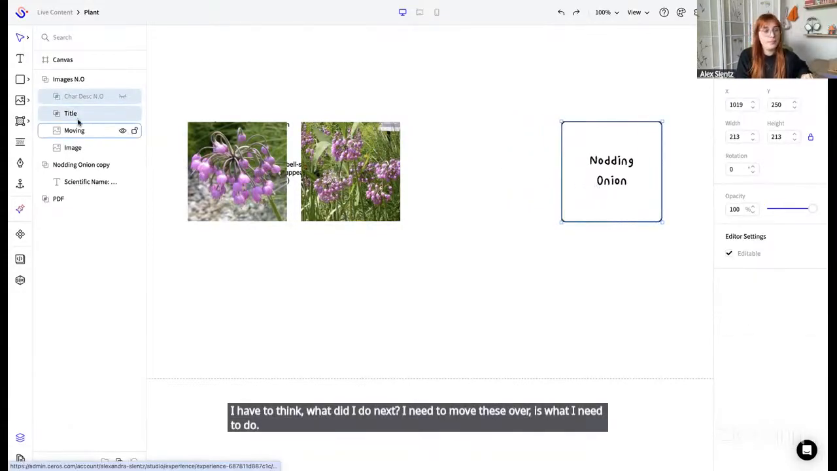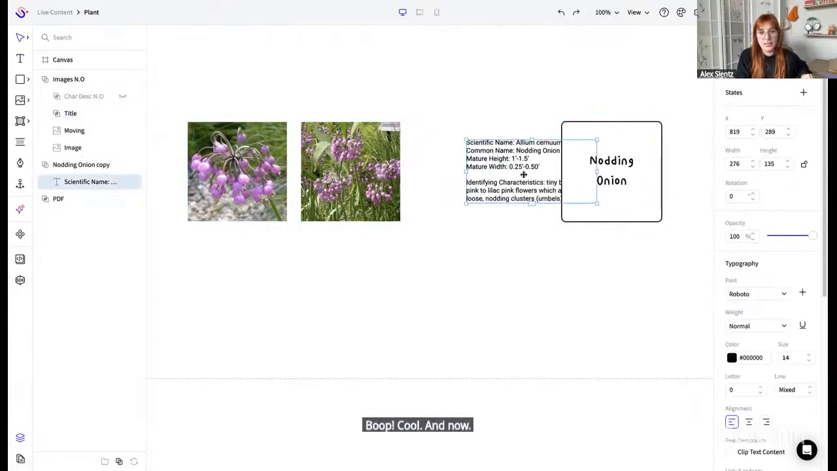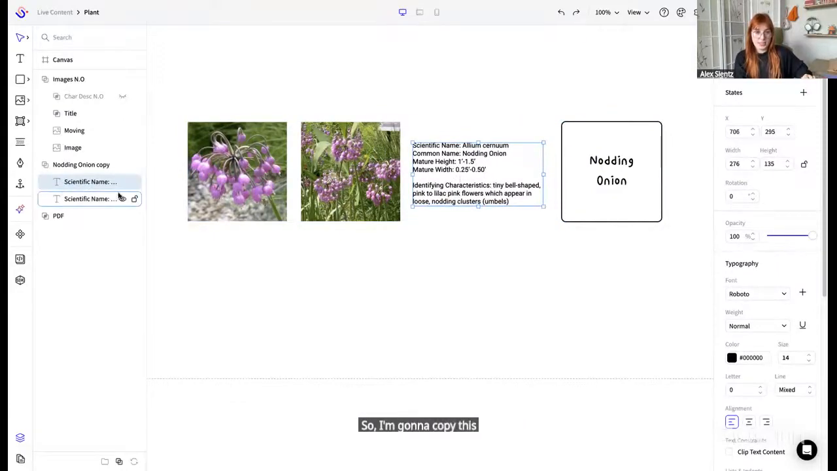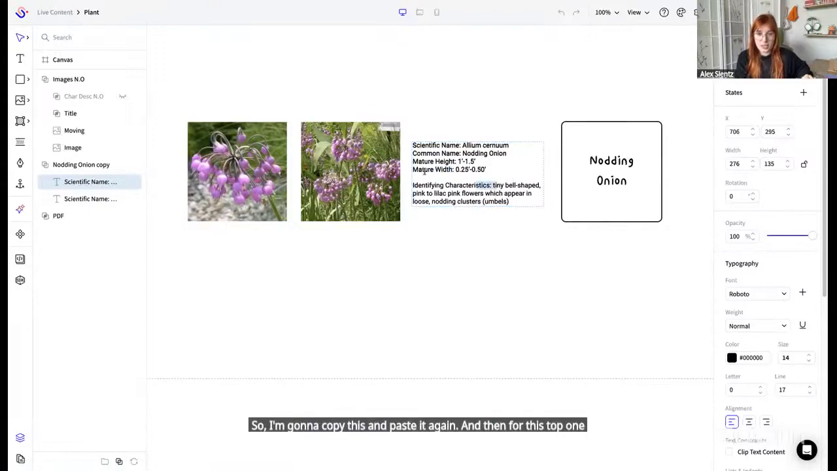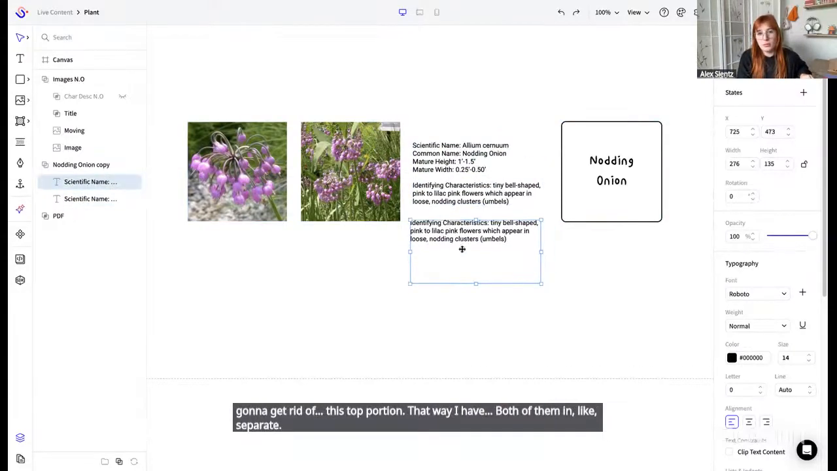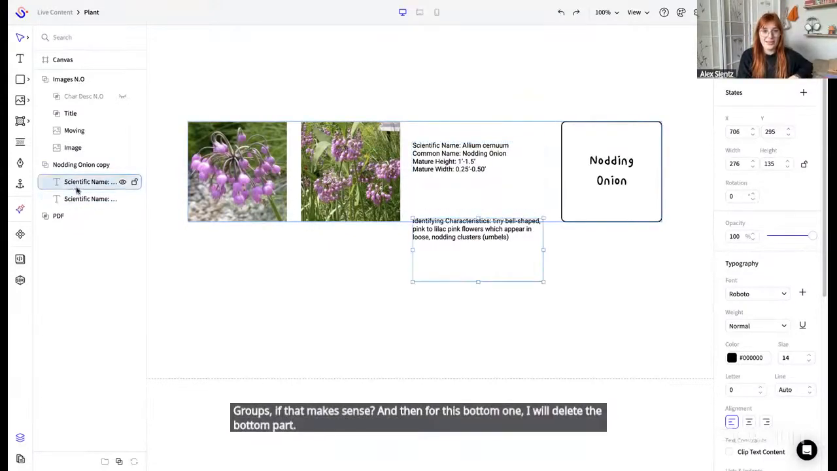Cool. And now the scientific name. So I'm going to copy this and paste it again. And then for this top one, I'm just going to get rid of this top portion. That way I have both of them in separate groups, if that makes sense. And then for this bottom one, I will delete the bottom part. So now I have the scientific name.